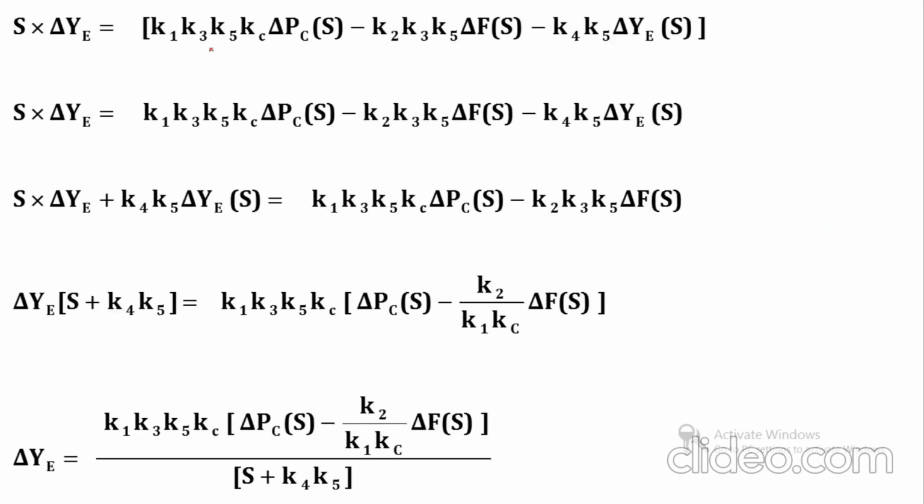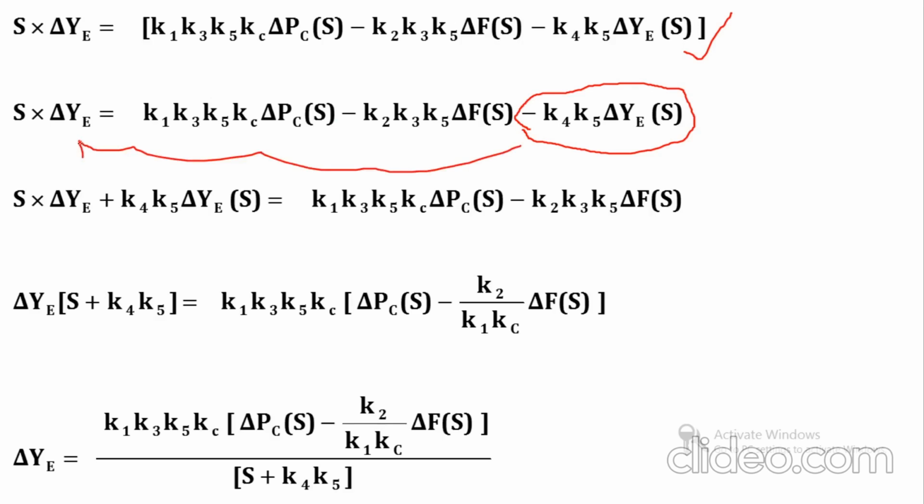So again, S into delta YE of S will look like this. Over here also I have the term of delta YE of S. So I will shift this minus term to this side, so this minus will become plus. This is the remaining term. Over here I can take YE of S common, so in the bracket there will be S plus K4 into K5.